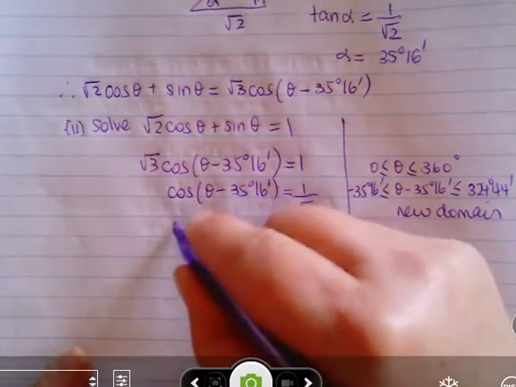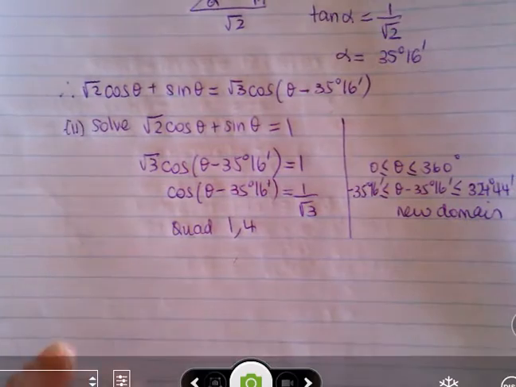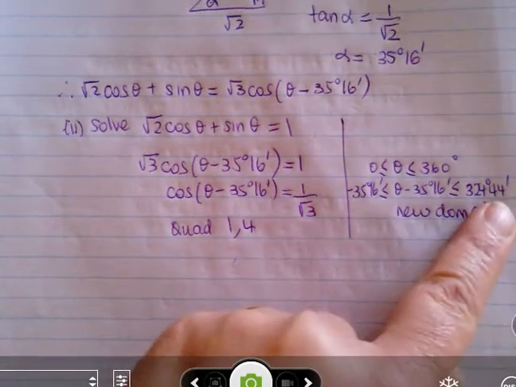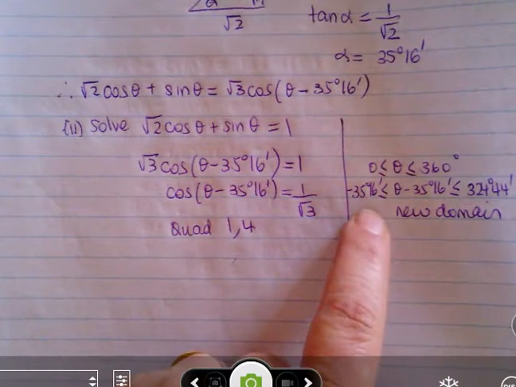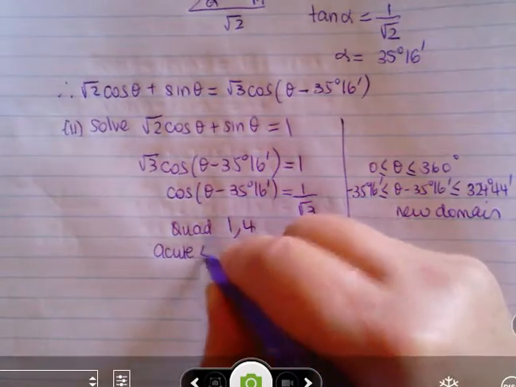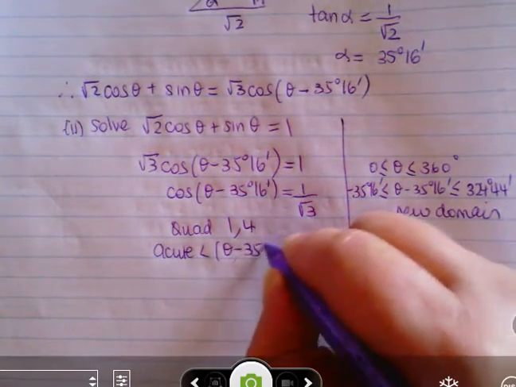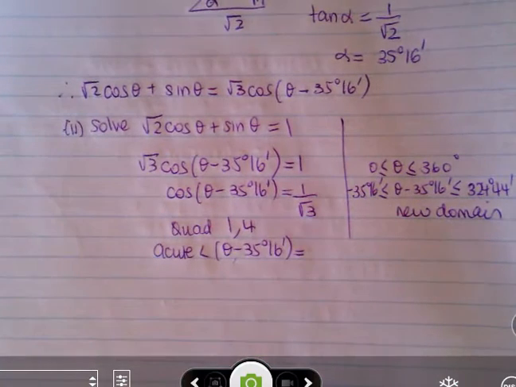Quadrants, which ones? It's positive, so 1 and 4. You've got to be careful when it's 1 and 4 because this negative 35 is in quadrant 4. We've just got to see if it fits in or not. The next step is your acute angle, theta minus 35 degrees 16 minutes. So cos of that is 1 on root 3. So it's just shift cos 1 on root 3.